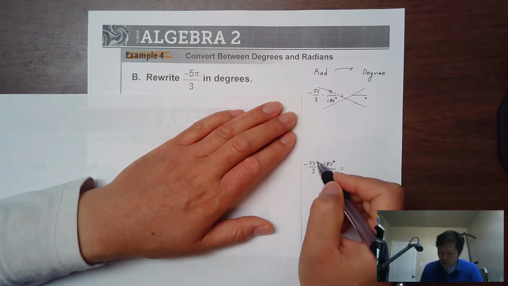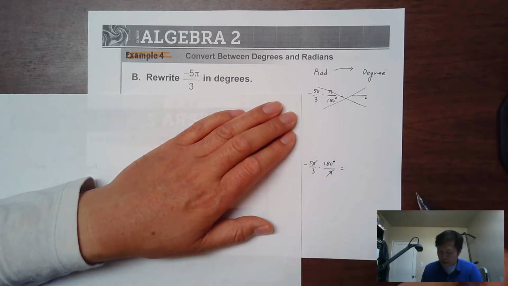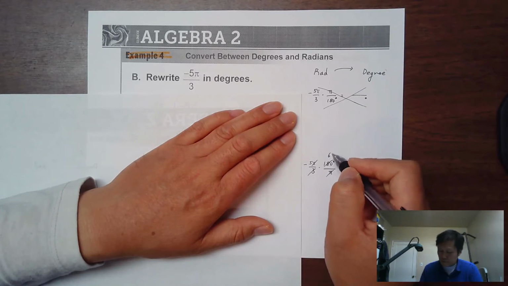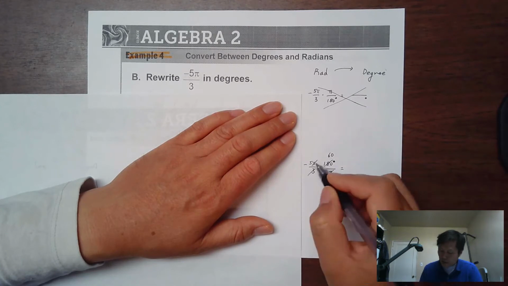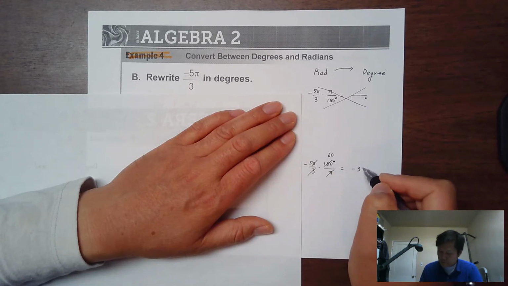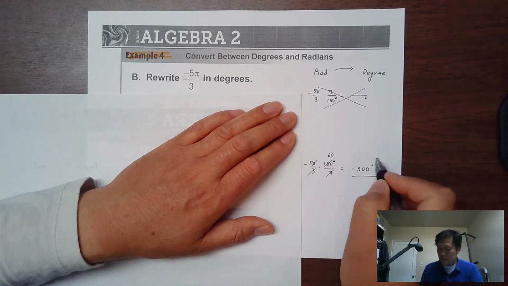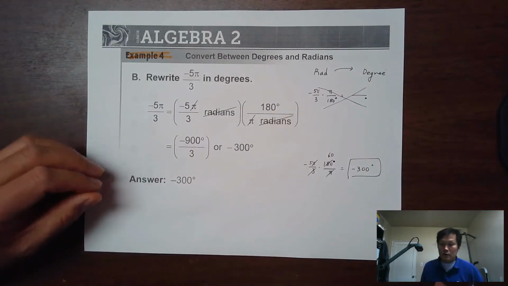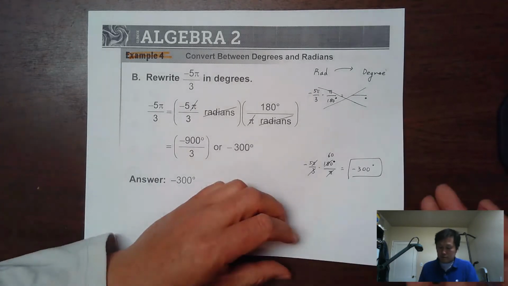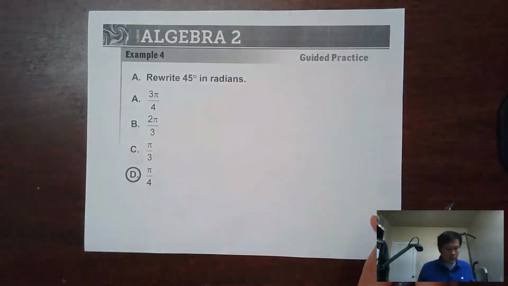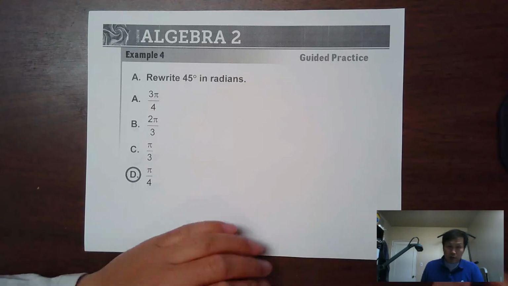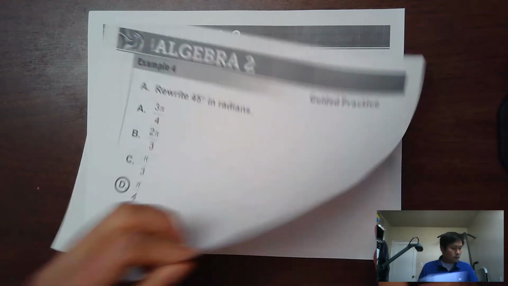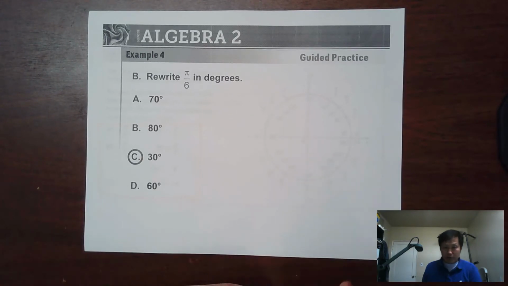In this case, pi on the numerator and pi on the denominator cancel out. The 3 here cancels out, and multiply 5 times 60. Degree is there. That should be the final answer as a degree. You should try this by yourself. You can pause it and try it.